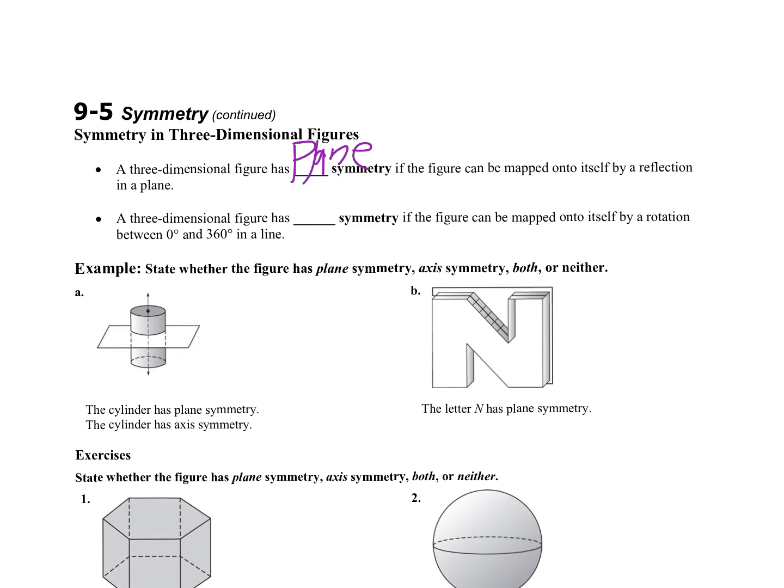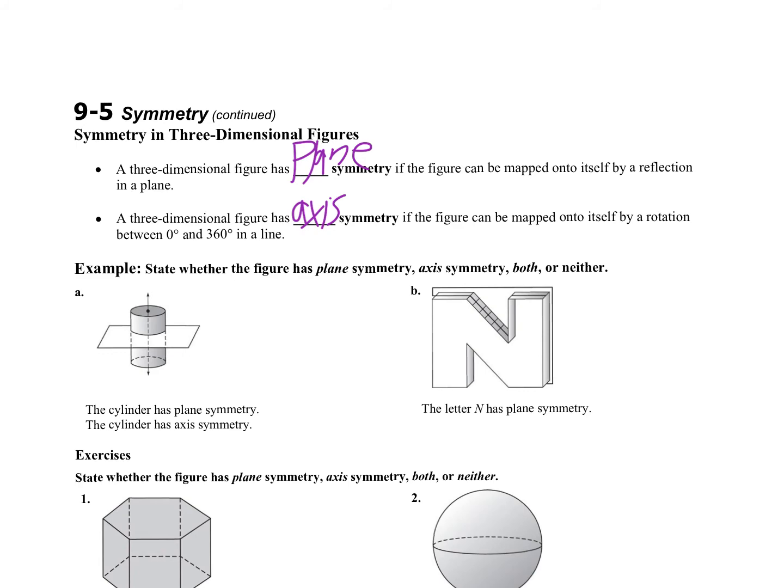Whereas axis symmetry occurs if the figure can be mapped onto itself by rotation along some axis, some line, between 0 and 360 degrees. So in fact, it's the same as our terminology for 2 dimensions, just bumped up 1 dimension. What was previously a line of symmetry got upgraded to a plane of symmetry, and what was previously rotational symmetry has become axis symmetry. But overall, it's the same general concepts. We're looking for ways to make our figures symmetrical.